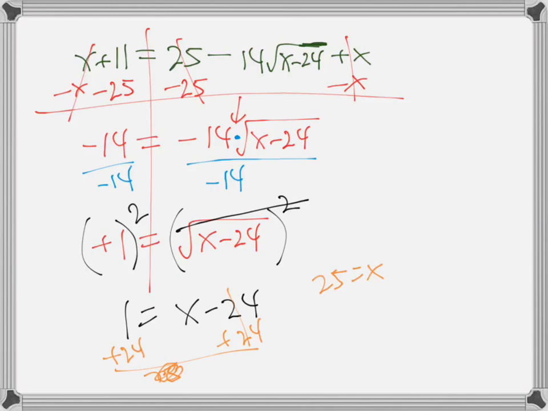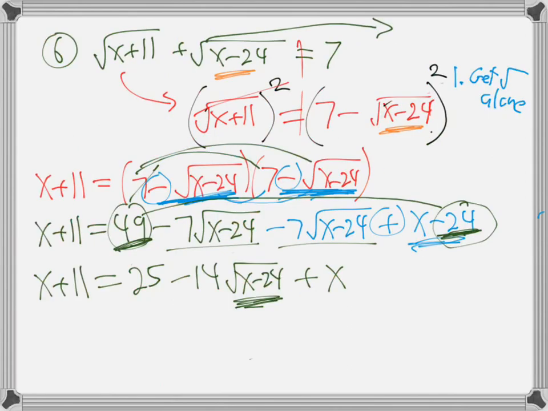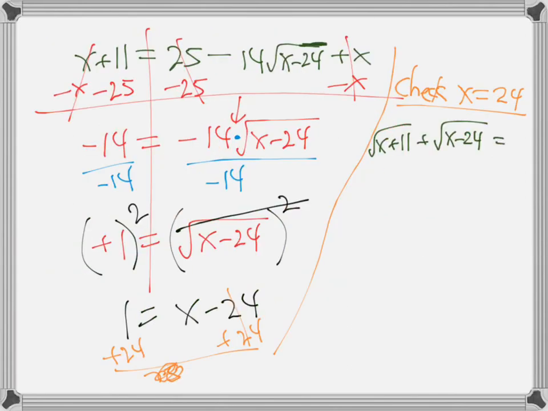We good? Let's check it. Everybody got that all copied down, and we'll go to the check. But maybe I can just squeeze it in right here. We might make it in 2 screens. 25 plus 11. Check. X is 24. Check it with the original. Root x plus 11, so it's 36, plus root x minus 24, plus 1 equals 7. Yeah, it is.